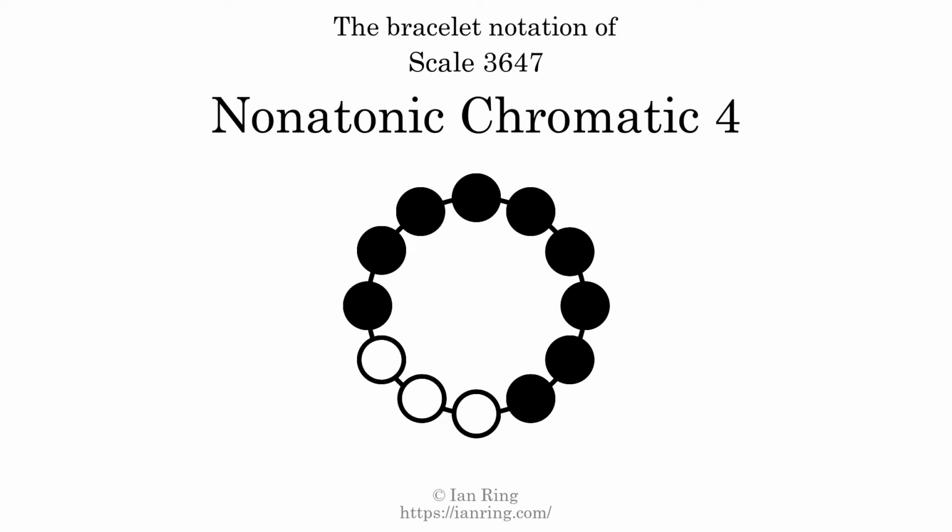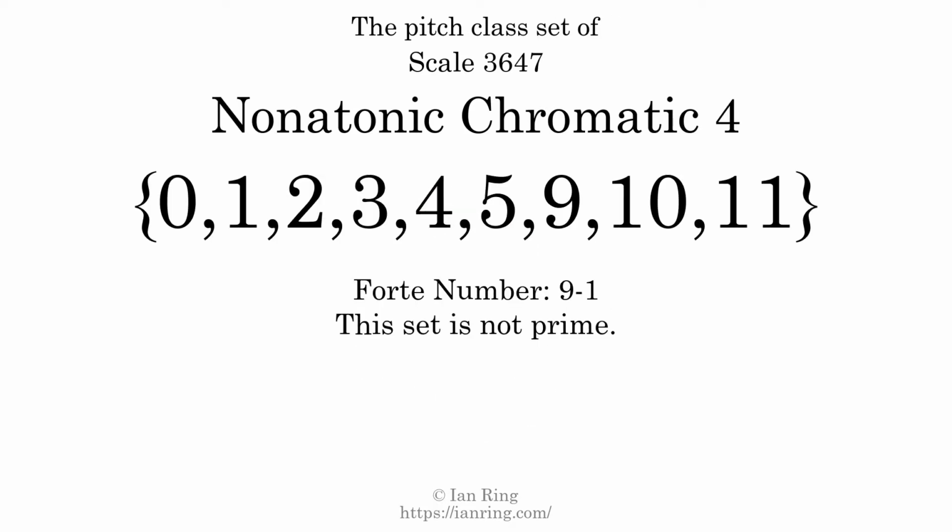This is a bracelet notation diagram of scale 3647. The shaded circles represent tones that appear in the scale, and they are read clockwise, starting at the top. The pitch class set for this scale is 0, 1, 2, 3, 4, 5, 9, 10, 11. The fault class is 9, 1.